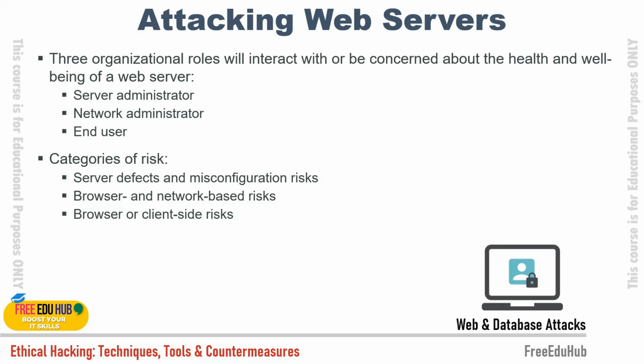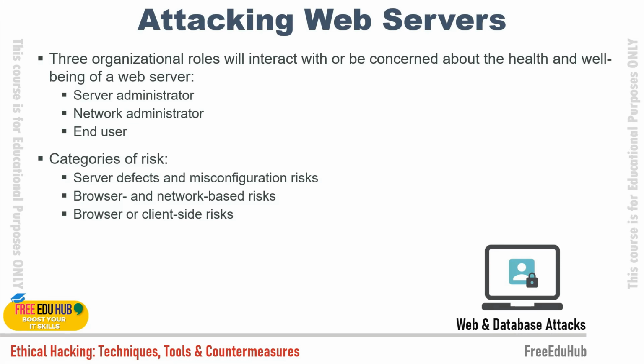Now in the categories of risk, first of all we have server defects and misconfiguration. If the server is not configured in a proper way, the end user can run certain scripts and execute things remotely, or can enumerate the servers, and they can even carry out denial of service attacks on the servers as well. Attacks in this space are generally associated with the type of attacks a server administrator or webmaster would encounter. Now browser and network based risks are the risks which include an attacker capturing the network traffic between the client browser and the server.